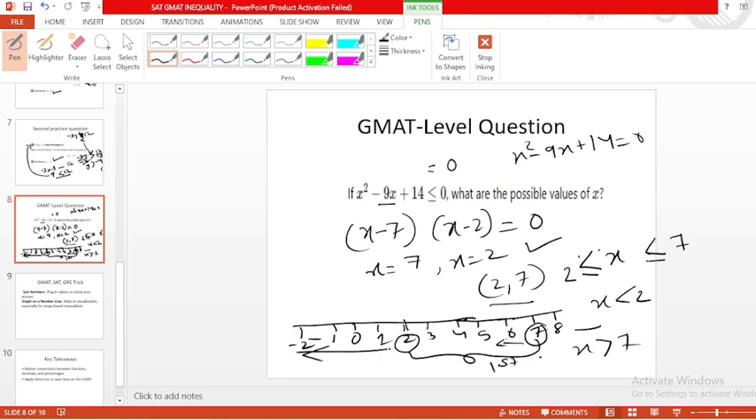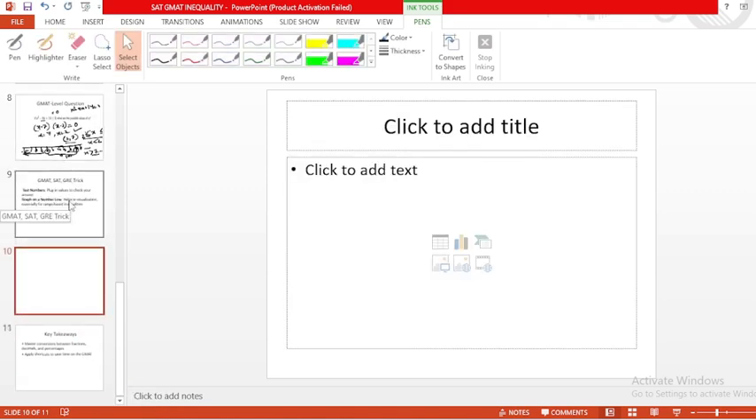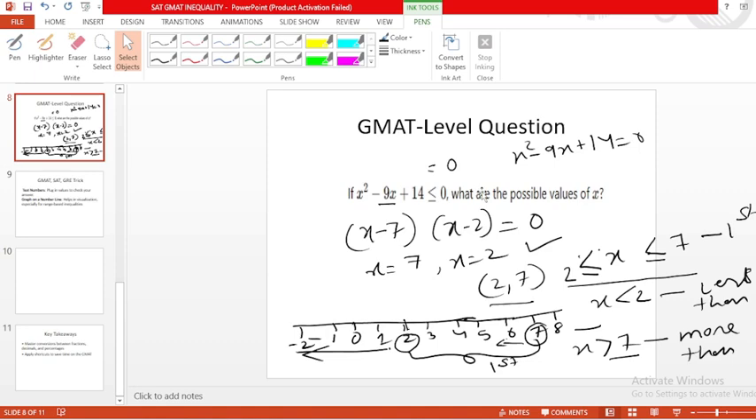So now you see there are no other numbers. The first case is between your solutions, with both 2 and 7 included, then less than your smaller solution, and more than the bigger solution. So you cover the whole number line. Now what you have to do in this type of question, I just take a new slide. Okay, so we'll again go with this question.